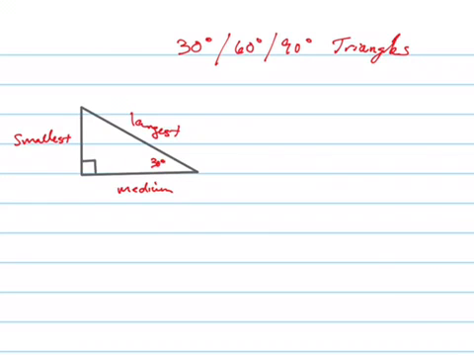And remember, in triangles, the smallest side is always across from the smallest angle. So 30 degrees is there. That means that's the smallest side. 60 degrees is up there, that means that's the middle side, and 90 degrees is down there, that means that's the largest side.